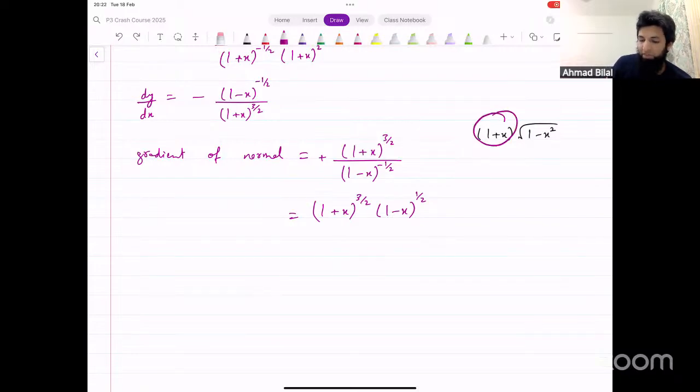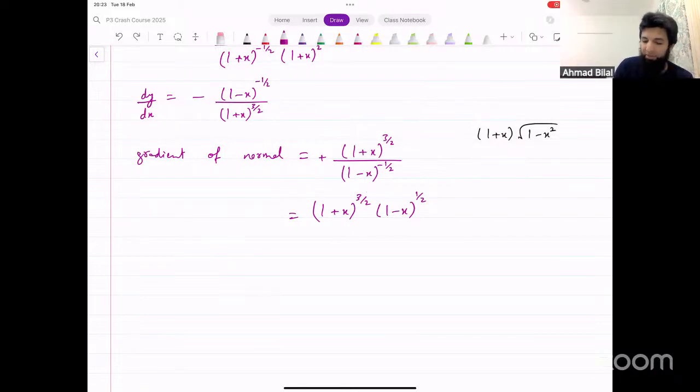We have 1 plus x separate here. And we have 1 minus x squared. 1 plus x into 1 minus x, does that remind you of something? That's a plus b into a minus b, right? A squared minus b squared. But we can't do that yet because the powers are different. This is 3 over 2 and this is 1 over 2. They want 1 plus x separate, like this. We have 1 plus x power 3 over 2.